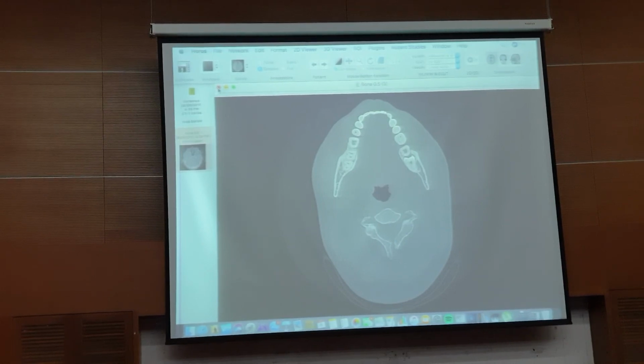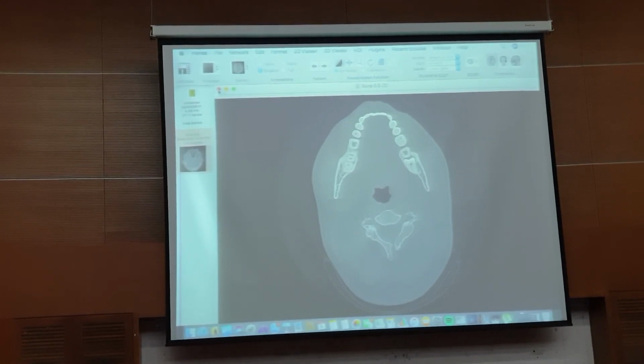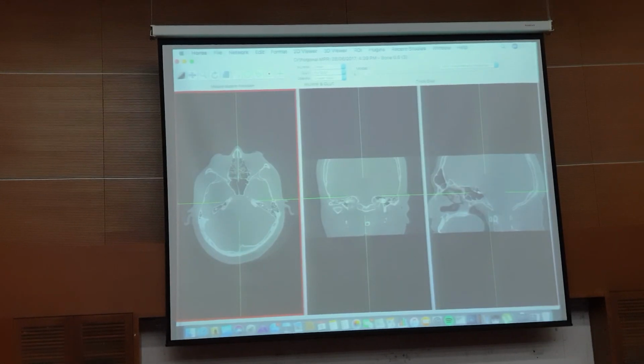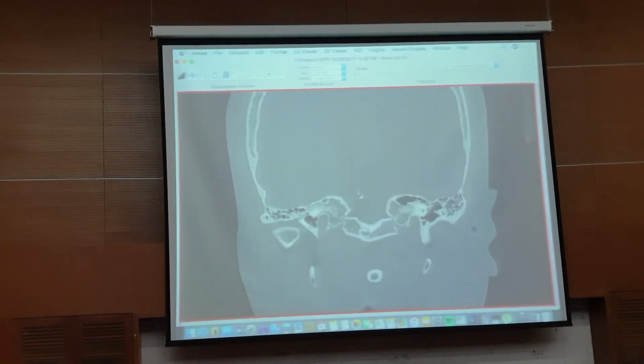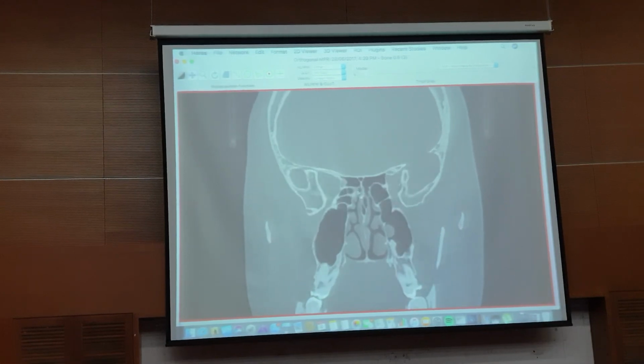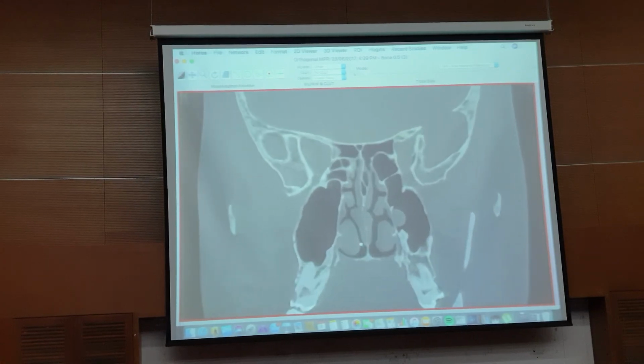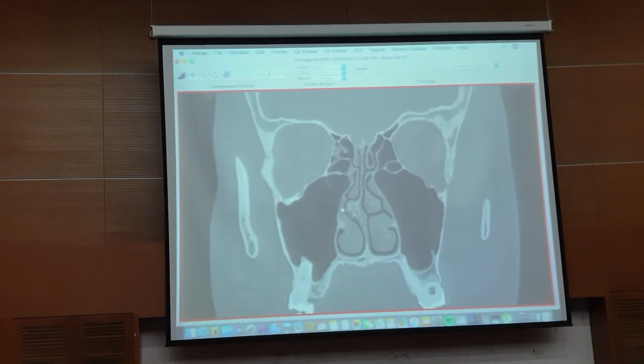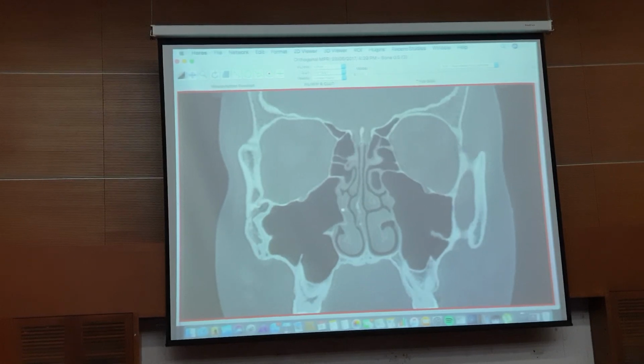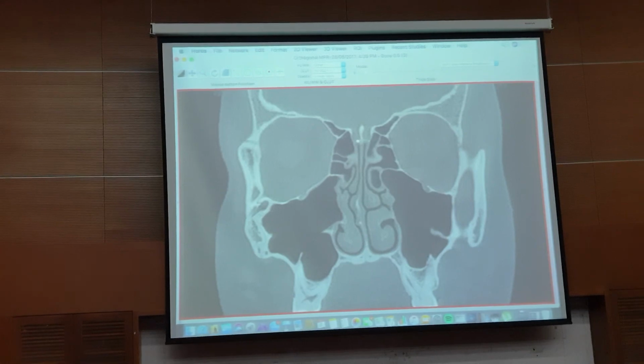Can you show us where to look for the cribriform plate? Sometimes they say that the cribriform plate is lower than normal, so can you show in detail? Yes, I would also look for that on the coronal view. The coronal view shows you the cribriform plate usually quite well. So these are the cribriform plates here.